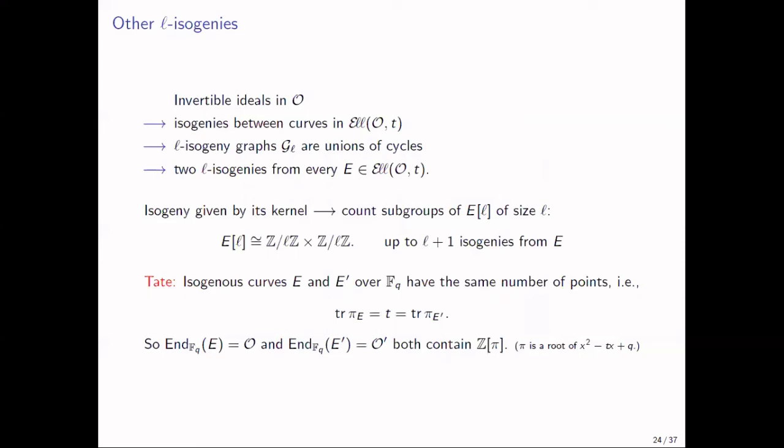more refined analysis. And so Tate showed that 2 elliptic curves over a finite field are isogenous if and only if they have the same number of points. In particular, their traces are the same. Well, and that means that their endomorphism rings both contain the same order, Z adjoin pi, because pi is a root of x squared minus tx plus q.